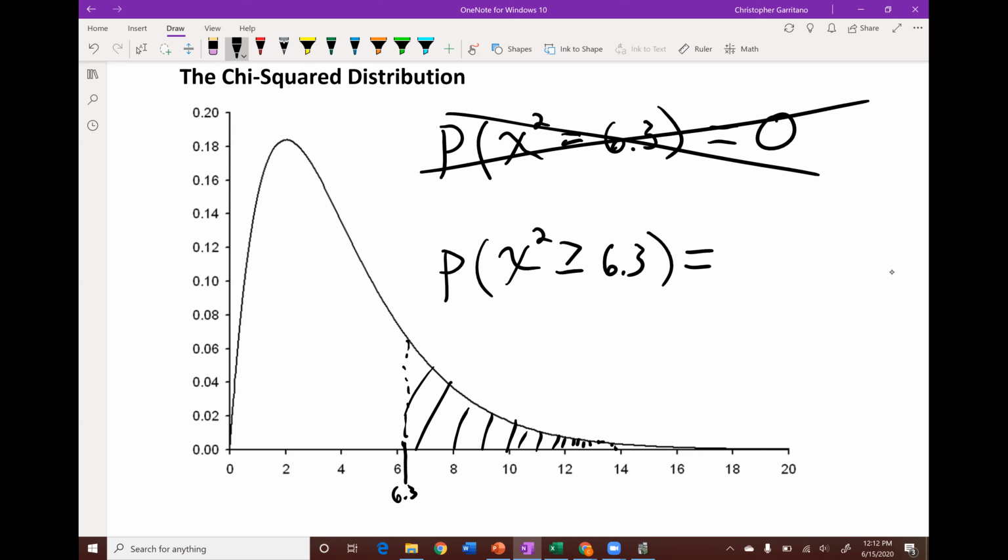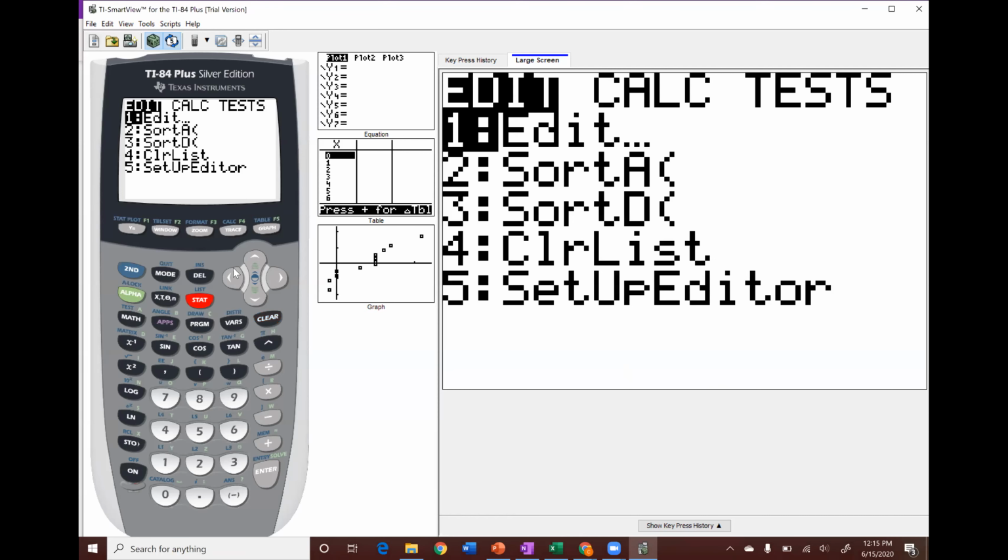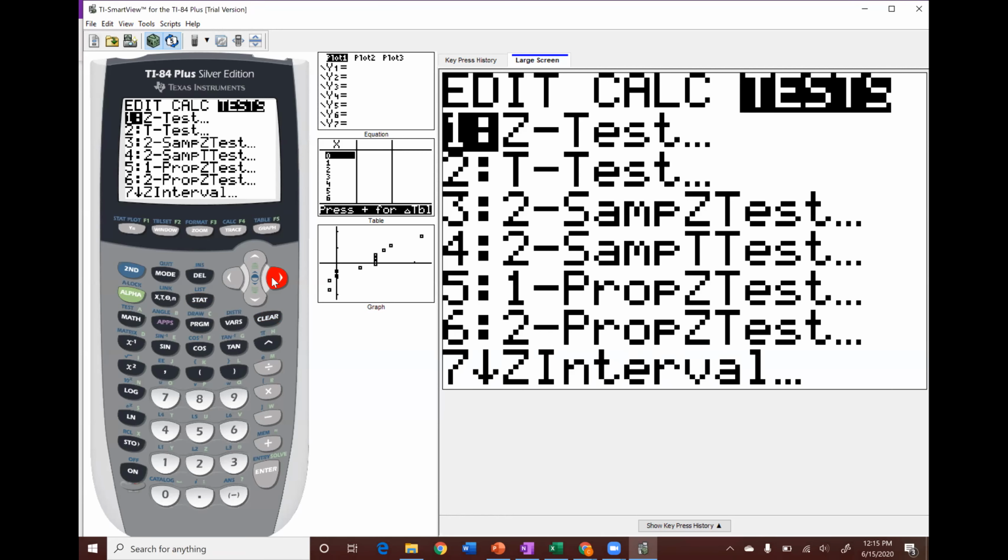So let's go ahead and calculate this using the TI-84. Give me one moment to set things up. All right, so here we are on the TI-84 Plus. Now there are a couple of different ways of doing this. You can do stat, scroll over to tests, and I don't think every calculator has this, but some of you might.